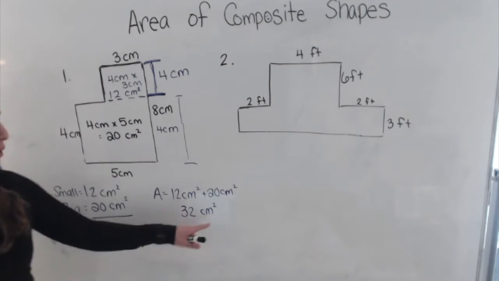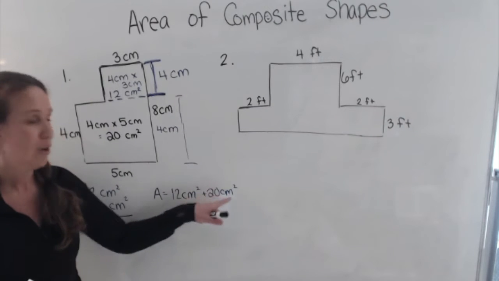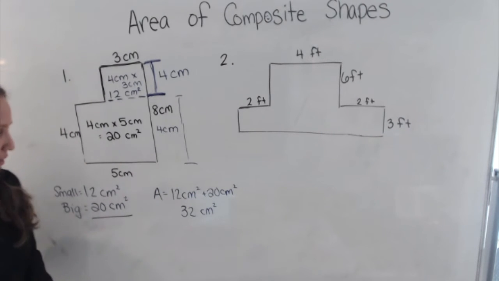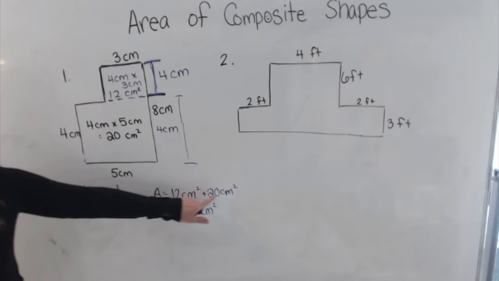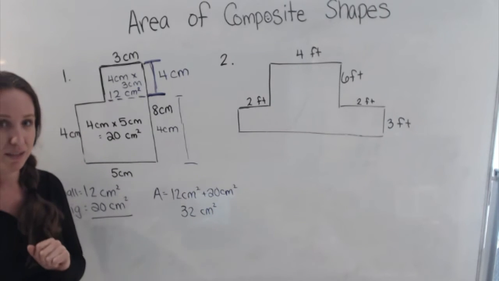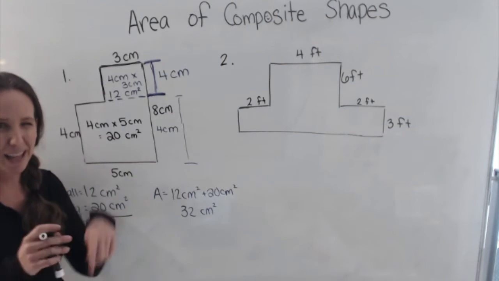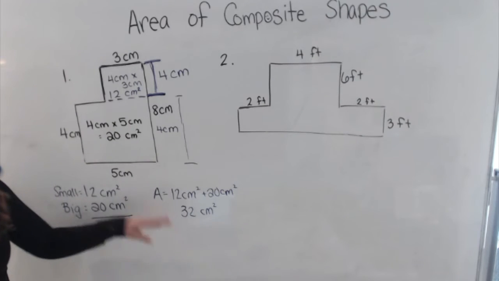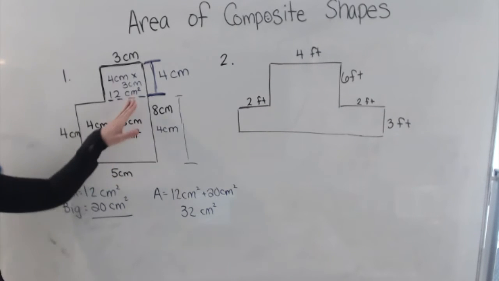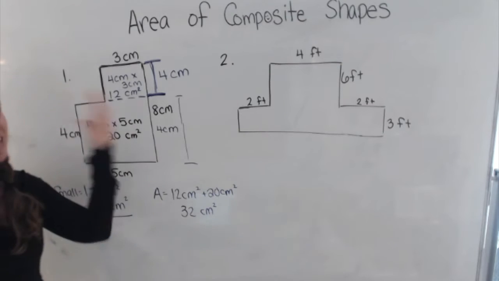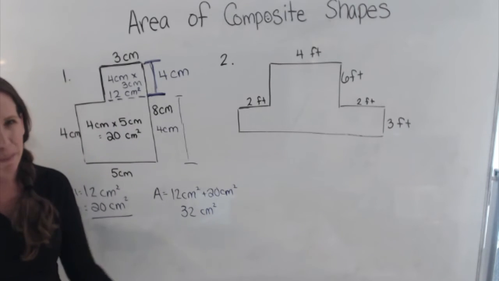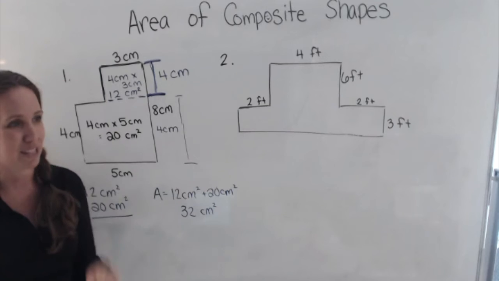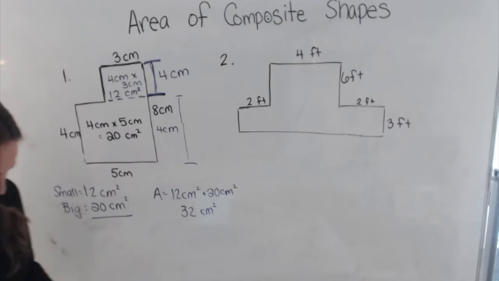If you notice, my units don't change when I'm adding, only when I'm multiplying. So again, when I'm adding, I still keep the same unit. But when I'm multiplying, that's when it changes. So I did the big square and the small square to equal the entire thing. That might have seemed a little confusing. So let's do the next one. Let's do that one together.